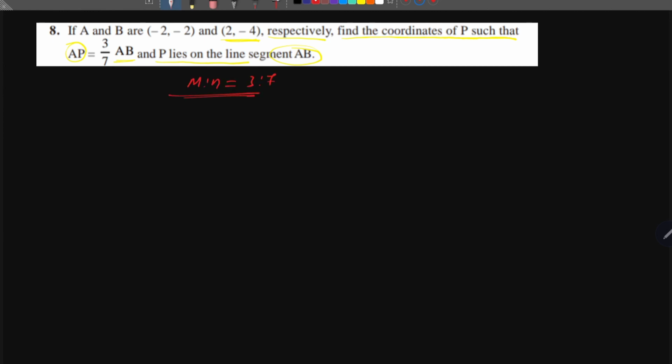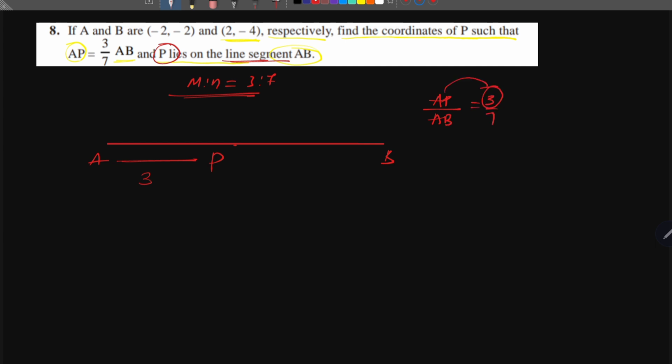So that is wrong. First, to understand better, I have drawn a rough diagram. A and B are given, and P lies on the line segment AB. So P is somewhere on AB, and the direct ratio is not given. AP is equal to 3 by 7 times AB. So AP by AB is equal to 3 by 7.